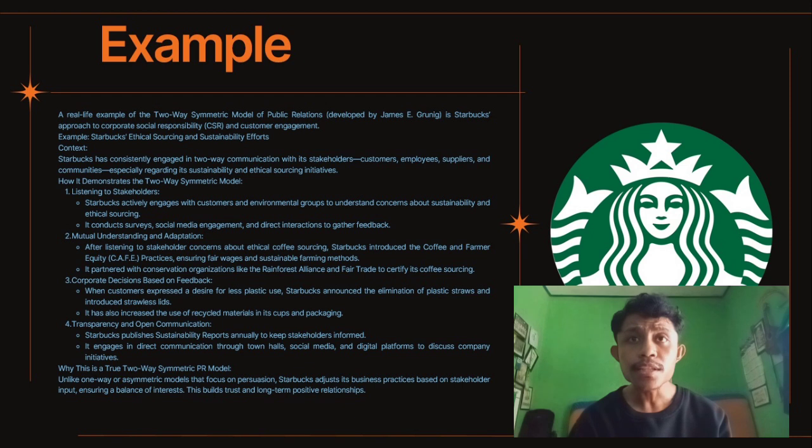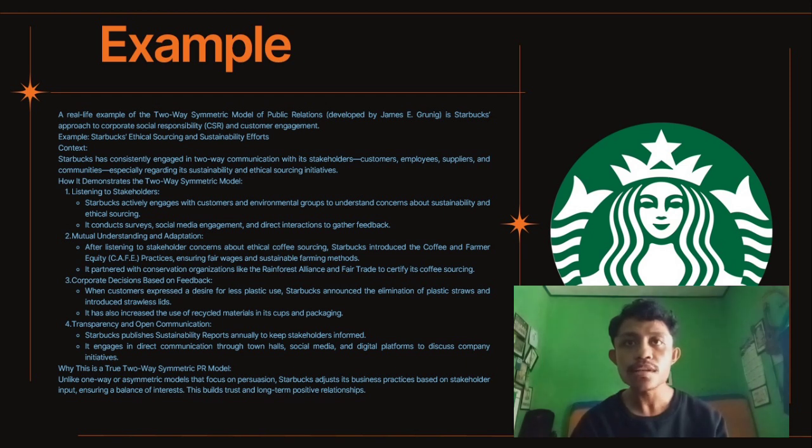A real-life example of the two-way symmetric model of public relations developed by James A. Grunig is Starbucks, its approach to corporate social responsibility and customer engagement. Example: Starbucks ethical sourcing and sustainability efforts. The context: Starbucks has consistently engaged in two-way communication with its stakeholders, customers, employees, suppliers, and communities, especially regarding its sustainability and ethical sourcing initiatives.